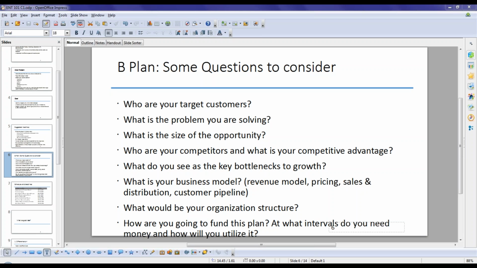Yeah, correct. So it all depends on the size of the opportunity. As we said earlier, it should be an investable business. So if it has to be an investable business, the opportunity size has to be bigger.